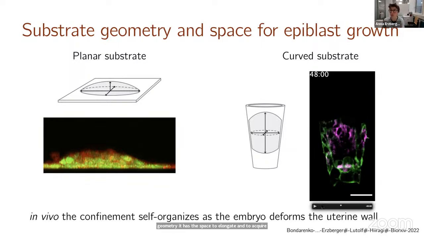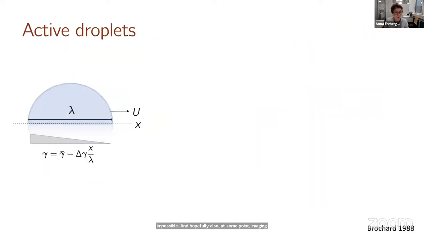Of course, in vivo, the whole thing is solved in a much more elegant way, because there the embryo self-organizes its own geometry. We should more realistically think of the embryo as an active droplet that embeds itself into a soft substrate. And then it can deform the uterine wall and acquire exactly the confinement shape that it needs. Physically, it would be more complicated to study, but not impossible. And hopefully also at some point, imaging data will become available of implantation in vivo.